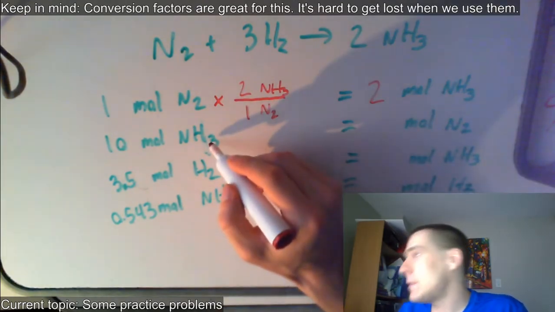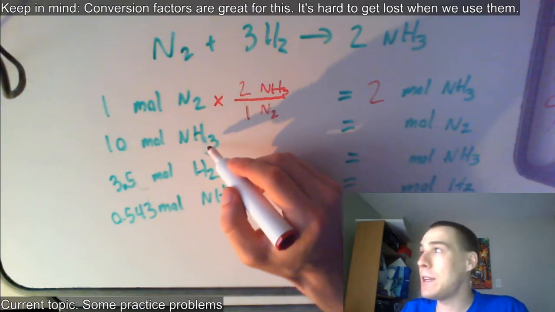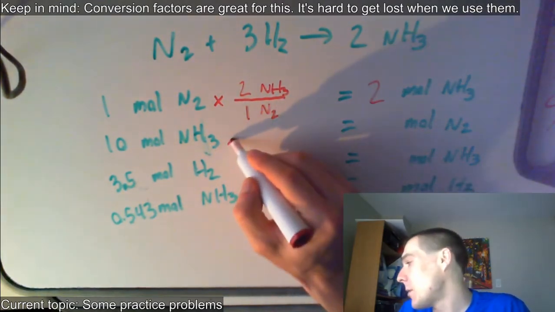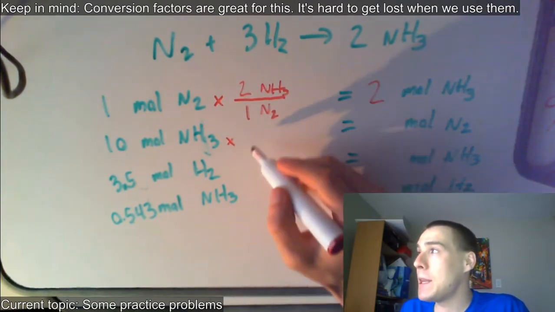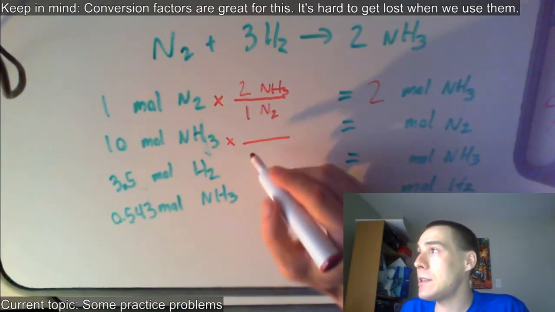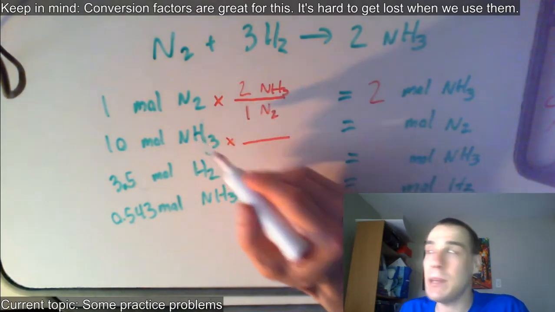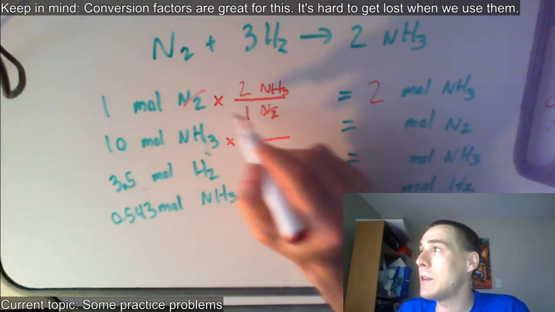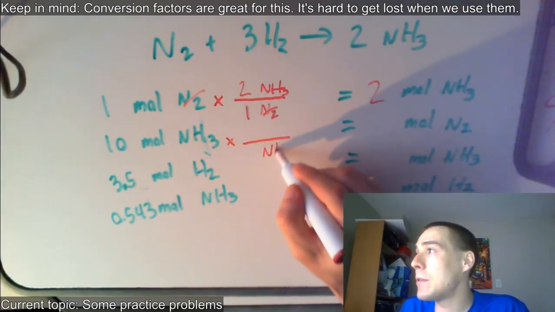This one, we've made 10 moles of NH3. How many moles of nitrogen were used up in the reaction? We're going to have to make another mole ratio. But in this case, in our conversion factor, NH3 has to be on the bottom because we want to cancel it, just like we canceled this N2 here, right? We canceled that. We want to make that on the bottom.